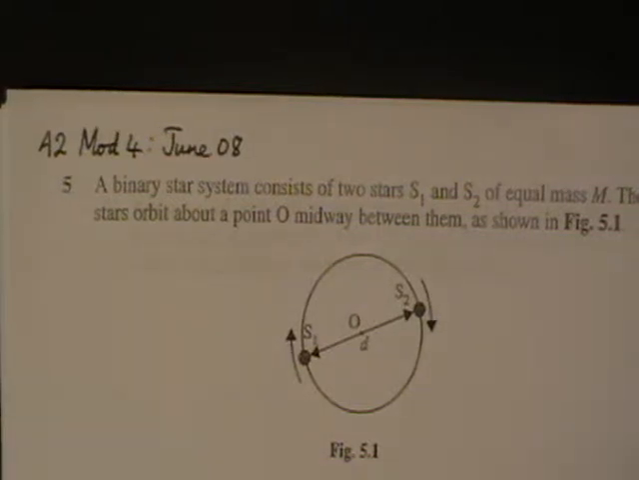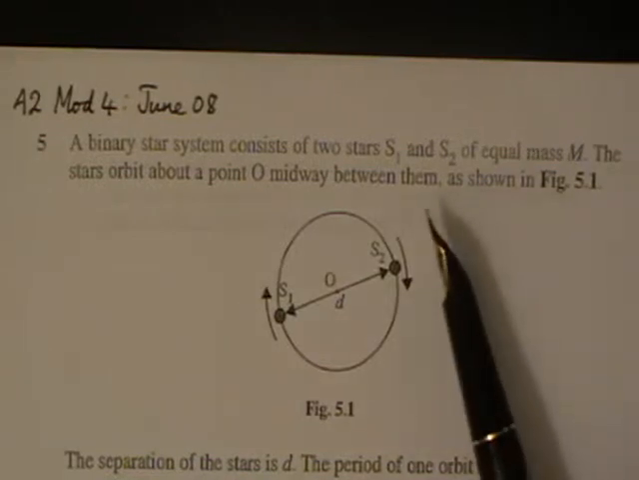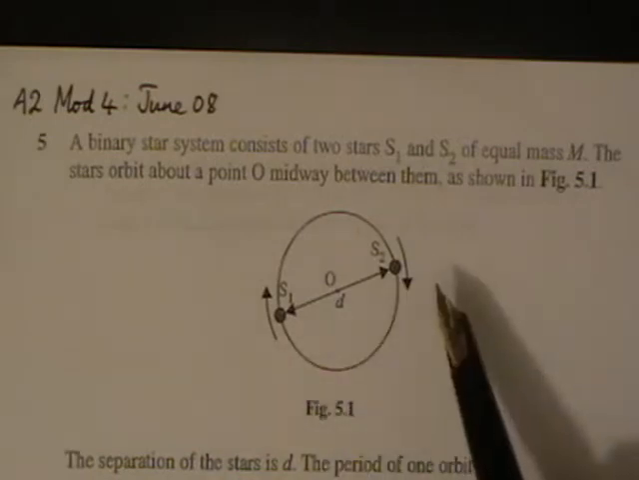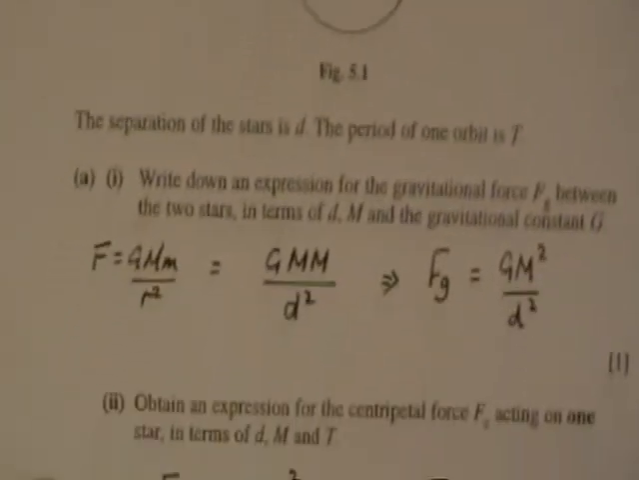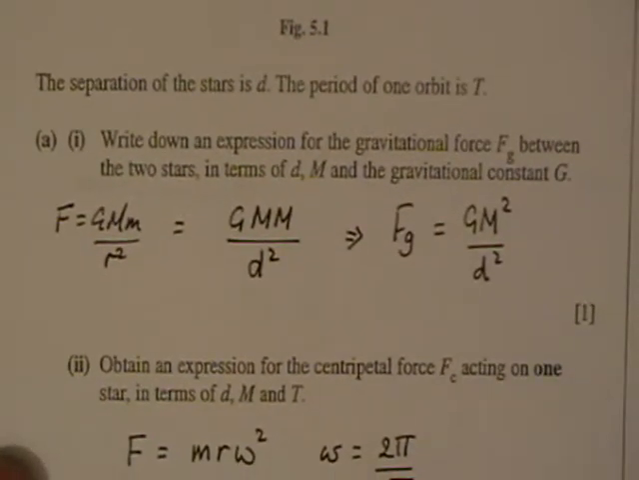Okay, this question comes from June 2008, Module 4, and it's a gravitational question. A binary star system has two stars, S1 and S2, of equal mass m, separated by a distance d. We're first of all asked to write down an expression for the gravitational force between the two stars.